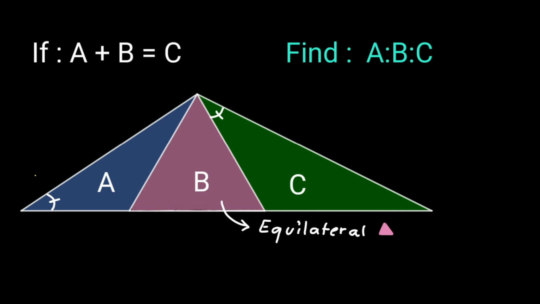So first of all, according to the given data, these two angles are equal. So let that be equal to a variable theta. Now the second thing given over here is that this pink triangle is an equilateral triangle. So in an equilateral triangle, all the three sides are equal and also the three interior angles are equal, and that is having a value 60 degrees.